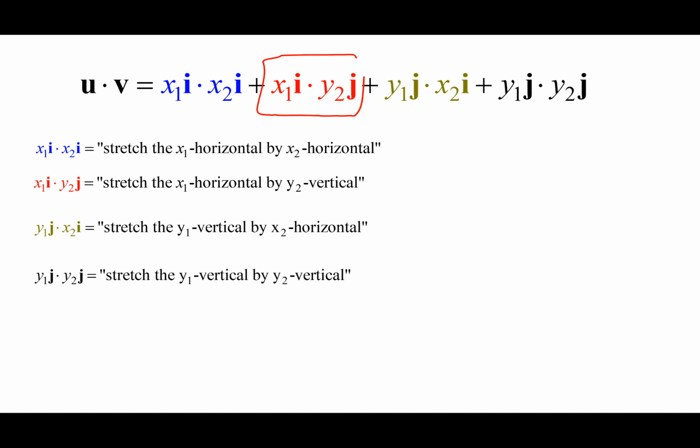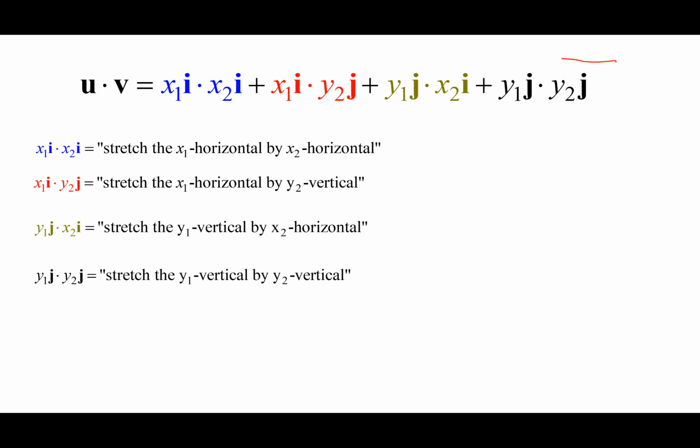This next term here means take this number, the x sub 1 horizontal, and we're going to stretch it y sub 2 times in the vertical direction, in the j direction. This means take the y sub 1 in the vertical, stretch it by x sub 2 horizontal. This means take the y sub 1 vertical and stretch it by the y sub 2 vertical.